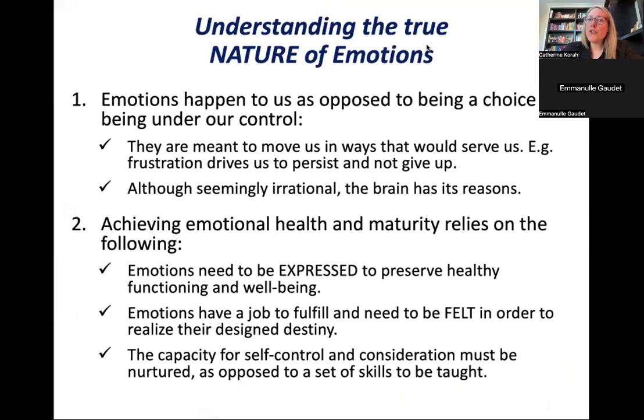So when we understand the true nature of emotions, we understand, like I mentioned, that emotions are happening to us as opposed to being under our choice or under our control. And so achieving emotional health and maturity relies on allowing emotions to express themselves and finish their loop. Only once some of these things are happening can we eventually talk about self-regulation. Until then, we need to focus on what we call co-regulation. And I'll get to that in a minute.